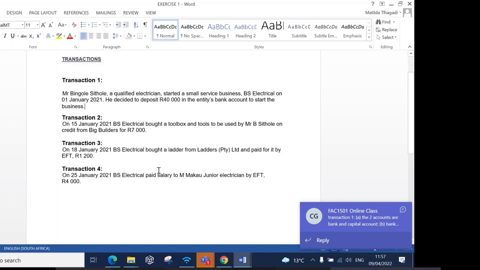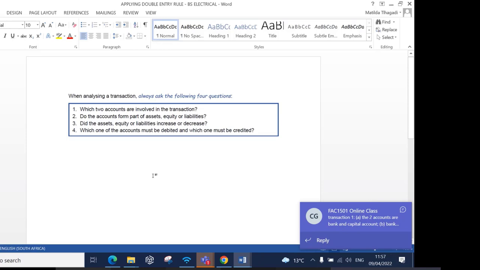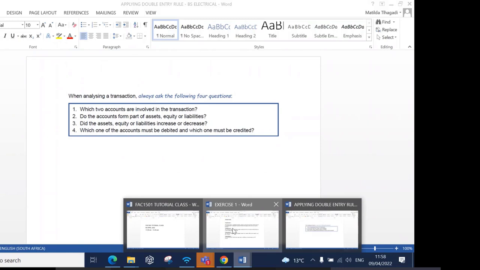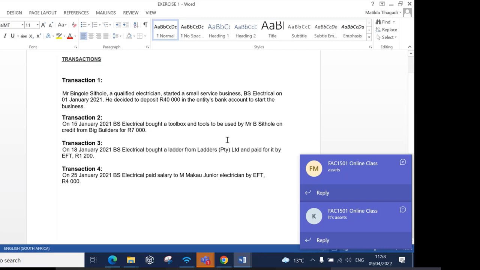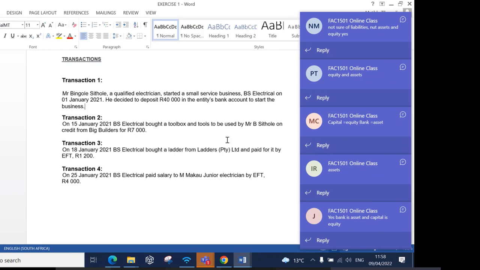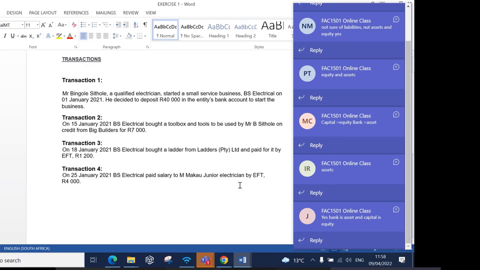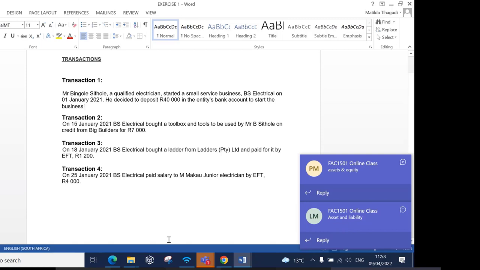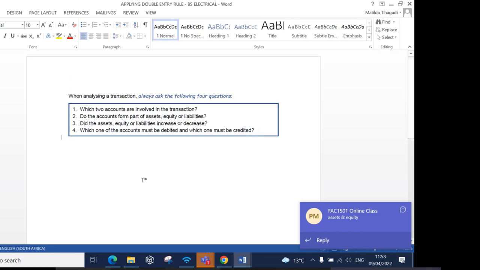The second point on applying the double entry principle is, do the accounts form part of asset, equity, or liabilities? So those two accounts that you mentioned in point number one, bank and capital, do they form part of asset, liability, or equity? That is the second question.